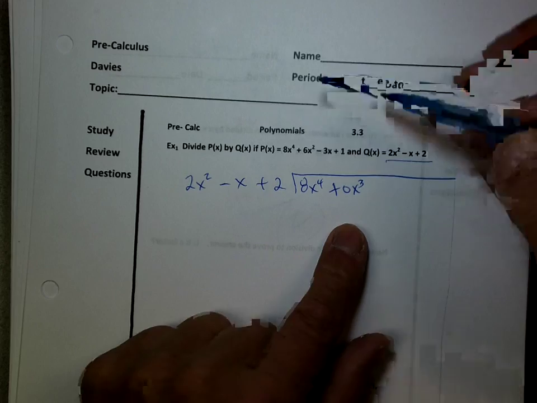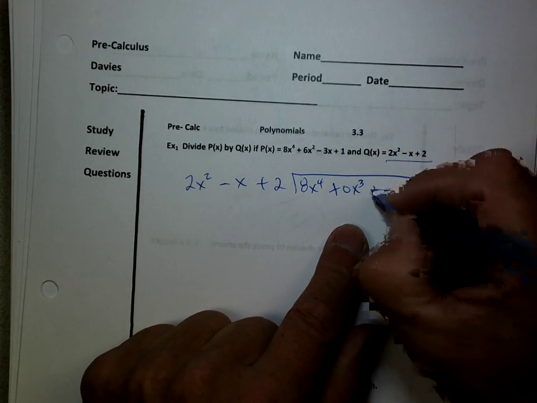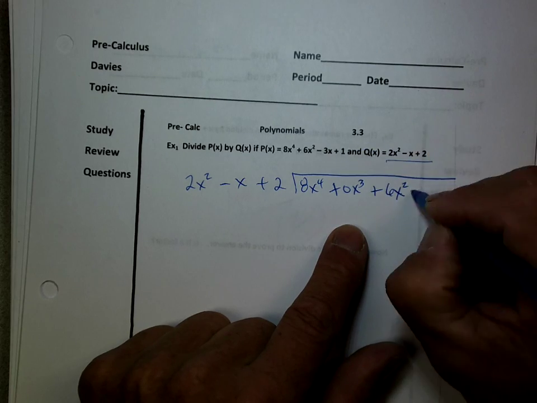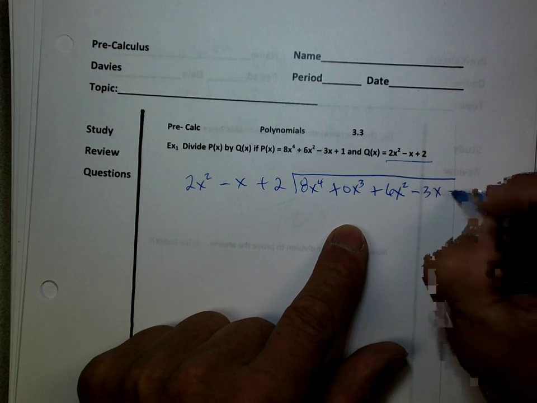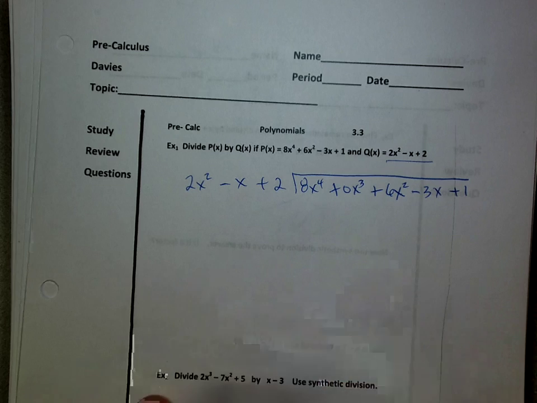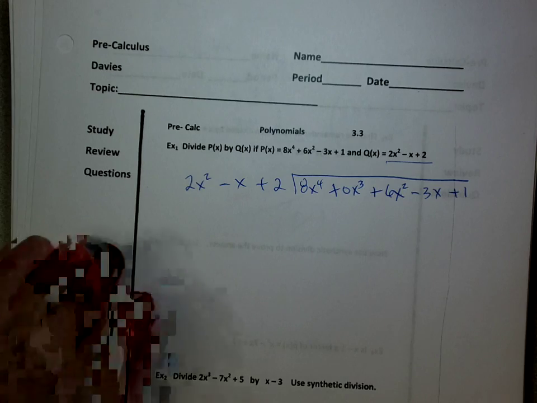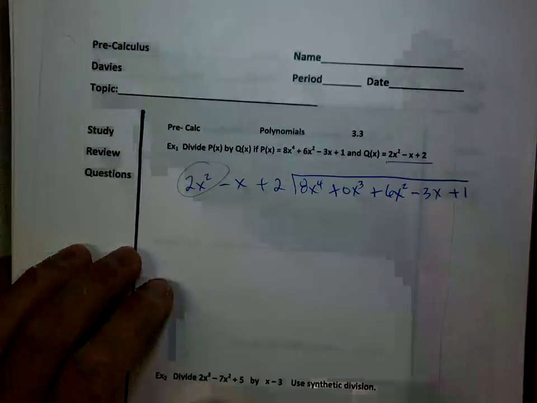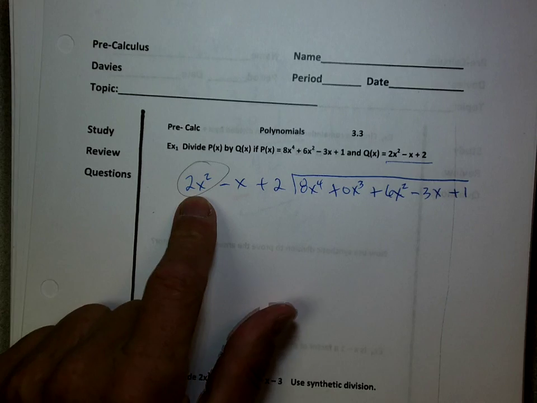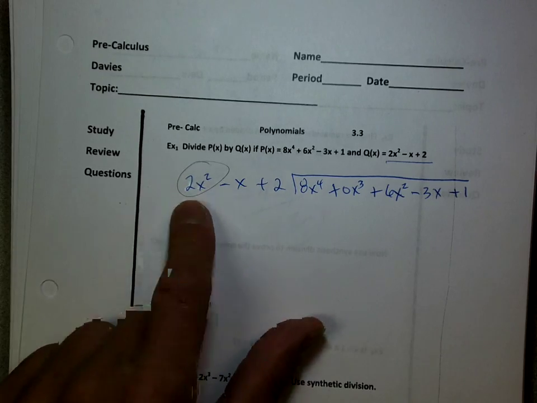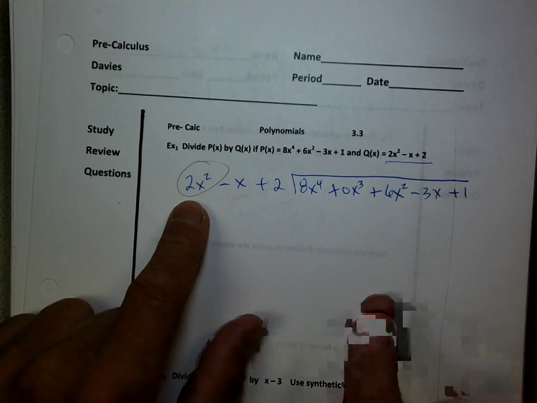Very important, you'll see later. Plus the 6x squared minus 3x plus 1. Okay? So I have it set up just like the regular division problem, except for its x's. Okay? When I divide, it's really important you guys know that I divide by the leading term. The leading term is 2x squared. All of these other terms, the negative x and the positive 2, will be used, but we divide by the x squared term, the 2x squared term.